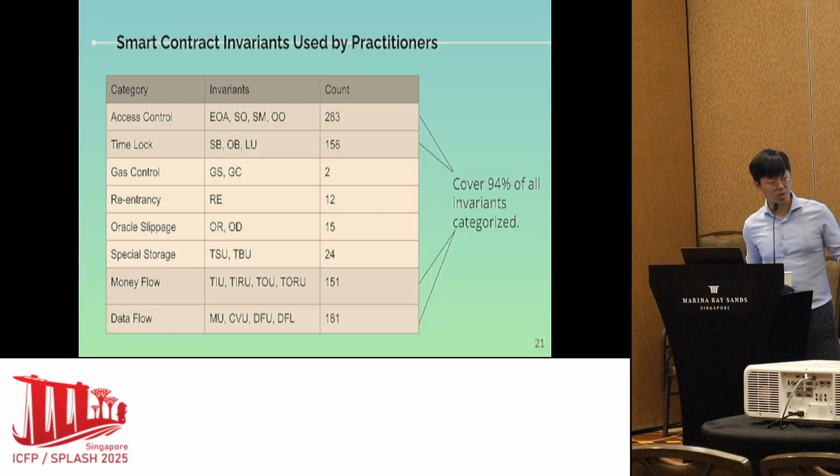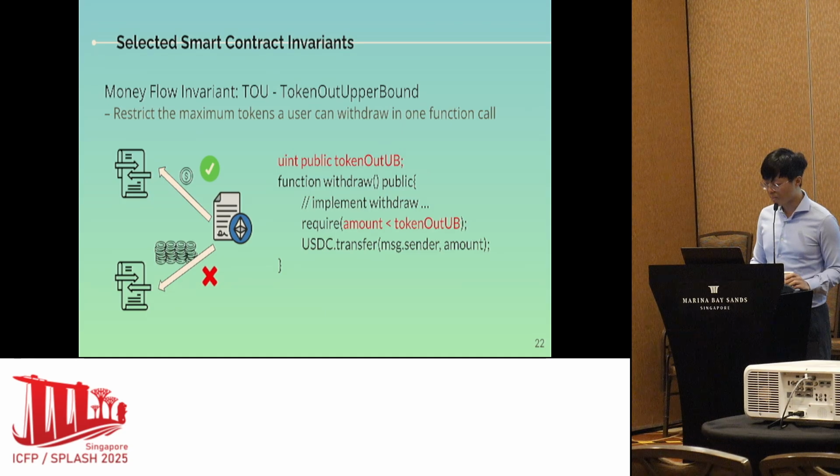Next, we are going to introduce the selected smart contract invariants in the money flow and data flow categories to give a brief overview of how it works in reality. So first one is the money flow category. This one is called the token amount upper bound. This is actually very simple. It basically limits the amount of tokens that can be withdrawn in one single transaction. Every time a withdrawal is attempted, it ensures that the amount withdrawn does not exceed a predefined bound.